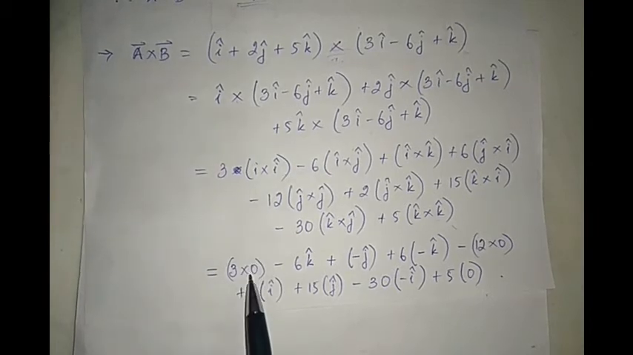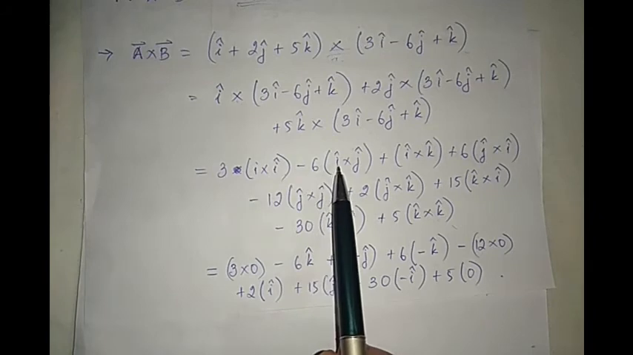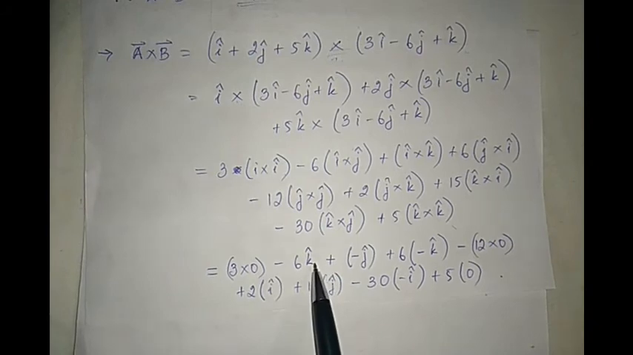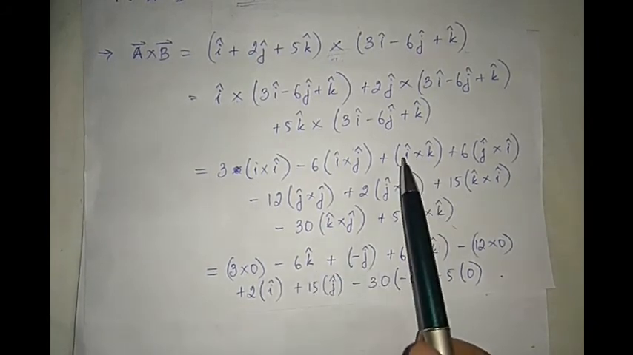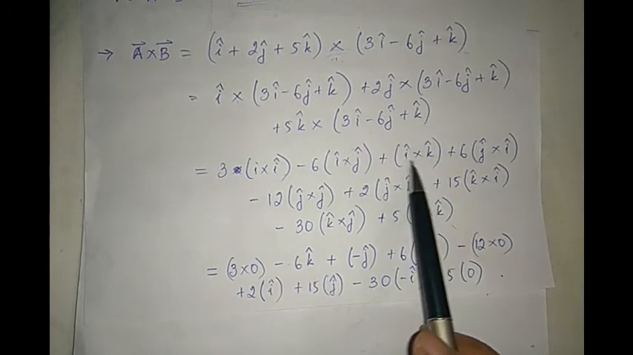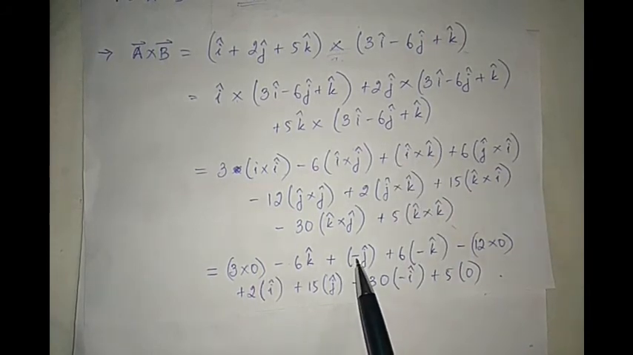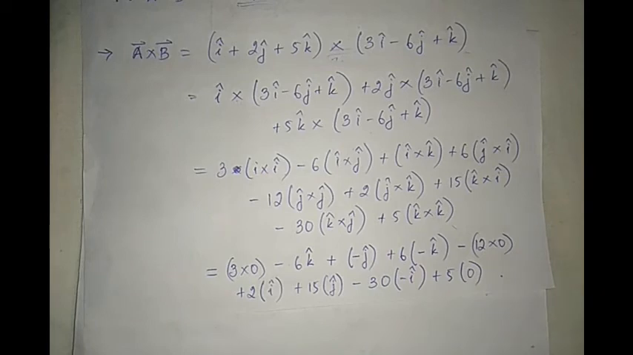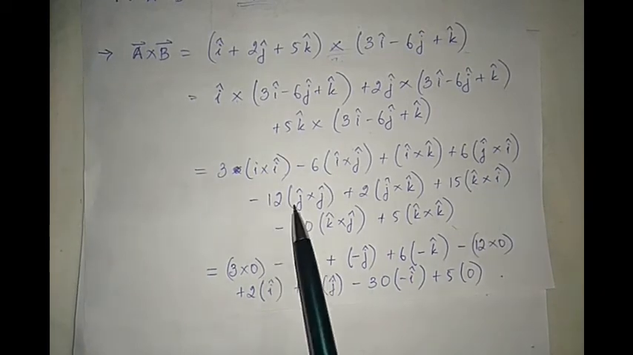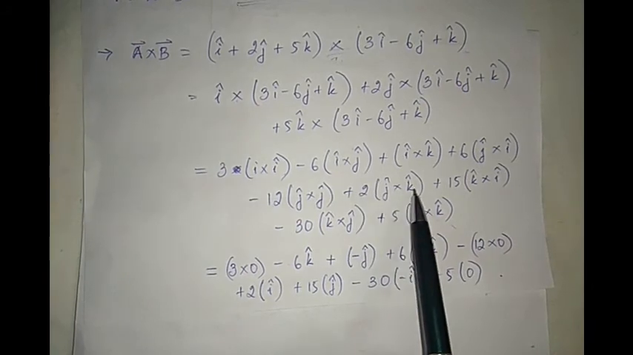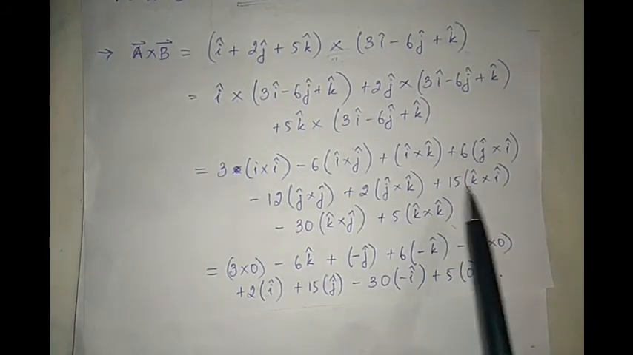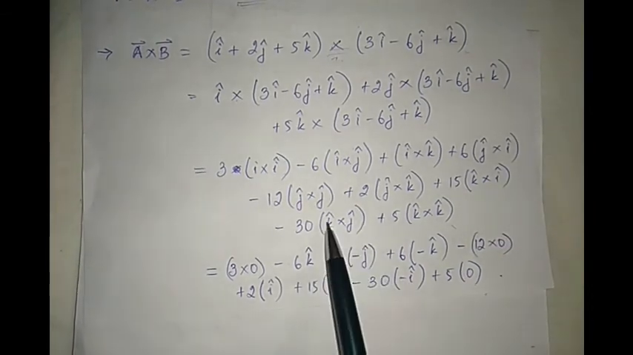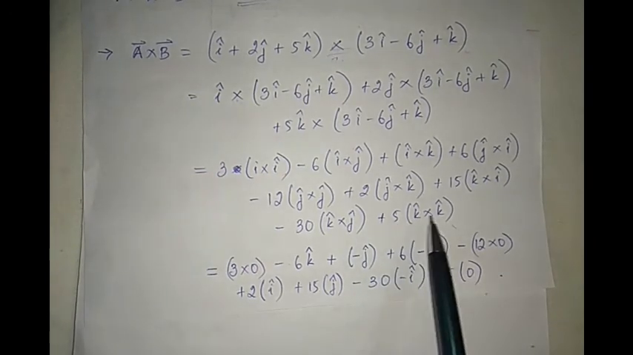Okay, so 3 into i cross i is 3 into 0. Minus 6, i cross j, remember i cross j is k cap. Okay, so this is minus 6 k cap. Plus i cross k is minus j cap. Okay, so i cross k is minus j cap. Plus 6 into j cross i is minus k cap. Then minus 12 j cross j is 0. Plus 2 into j cross k is i cap. Plus 15 k cross i is j cap. Minus 30 k cross j is minus i cap. k cross j is minus i cap. Plus 5 into k cross k is 0.